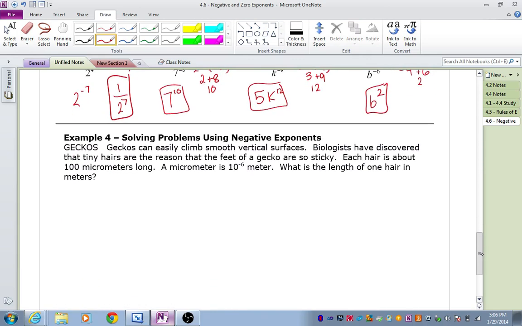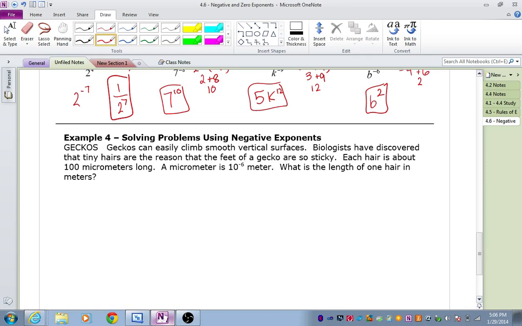Okay, last example. Geckos can easily climb smooth vertical surfaces. Biologists have discovered that tiny hairs are the reason that the feet of a gecko are so sticky. Each hair is about 100 micrometers long. A micrometer is 10 to the -6 meter. What is the length of one hair in meters?